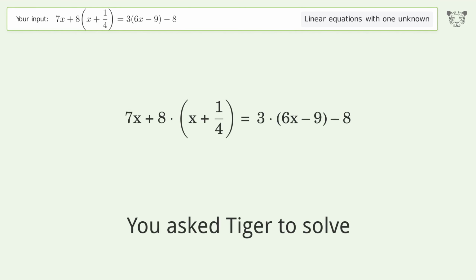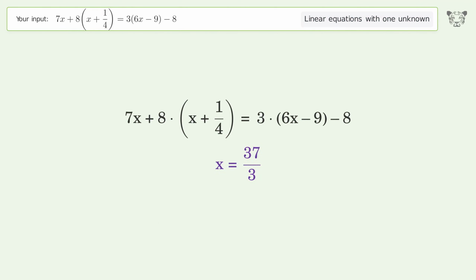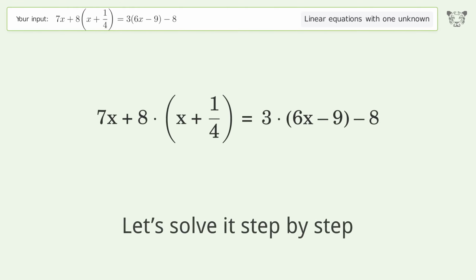You ask Tiger to solve. This deals with linear equations with one unknown. The final result is x equals 37/3. Let's solve it step by step.